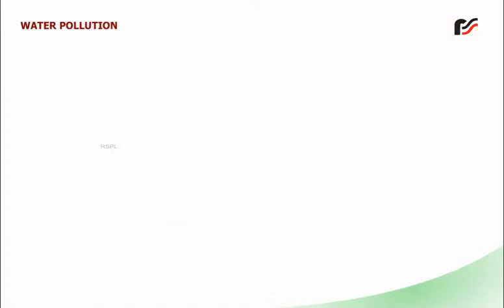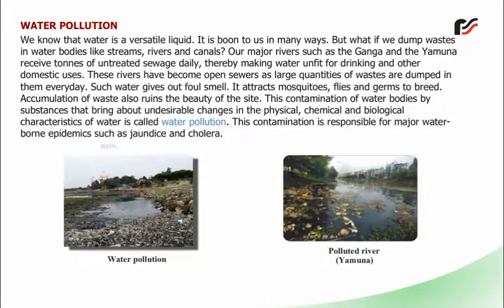Water pollution. We know that water is a versatile liquid. It is a boon to us in many ways. But what if we dump waste in water bodies like streams, rivers and canals? Our major rivers such as the Ganga and the Yamuna receive tons of untreated sewage daily, thereby making water unfit for drinking and other domestic uses. These rivers have become open sewers as large quantities of waste are dumped in them every day.